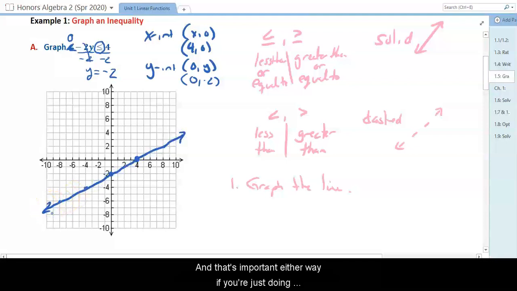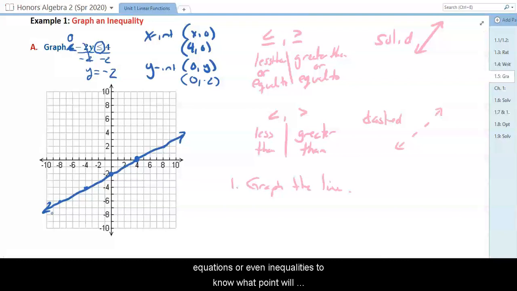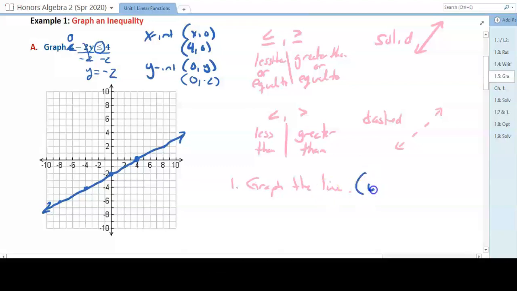And that's important either way, if you're just doing equations or even inequalities, to know what points will actually be along that line, because it matters if something's going to be either on, above, or below, especially as we get into the greater detail. Now, let's get to shading. So we've graphed the line, and the second part of that direction would be with solid or dashed.